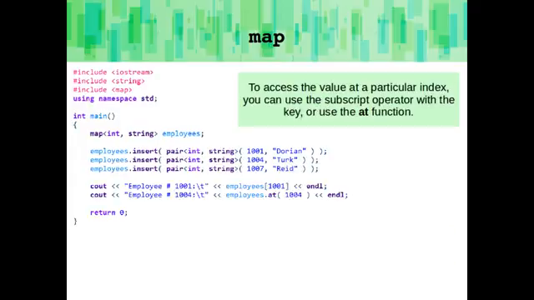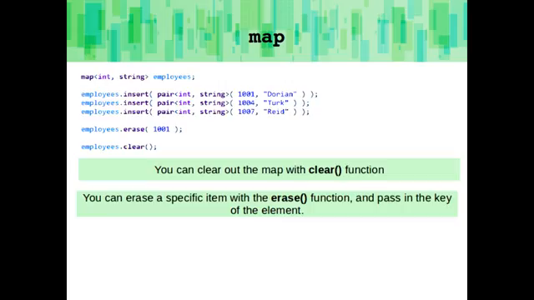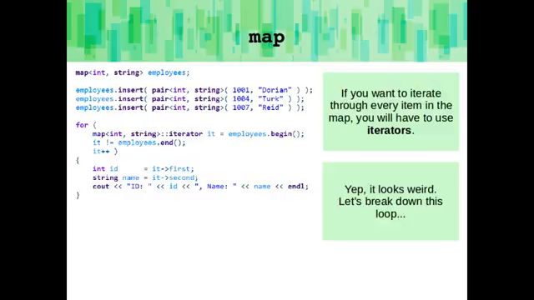To access the value at a particular index, you can use the subscript operator with the key, or use the at function. You can clear out the map with the clear function. You can erase a specific item with the erase function, and pass in the key of the element. If you want to iterate through every item in the map, you will have to use iterators.